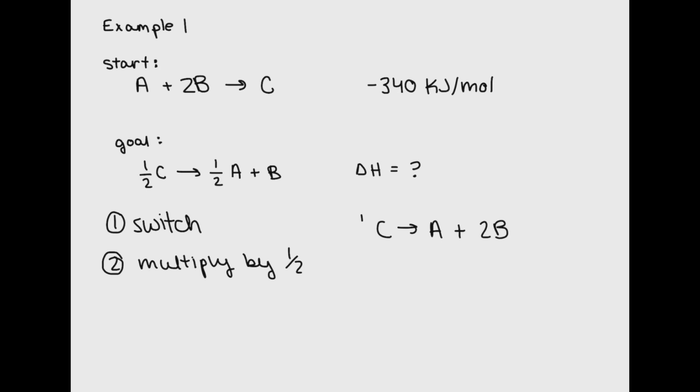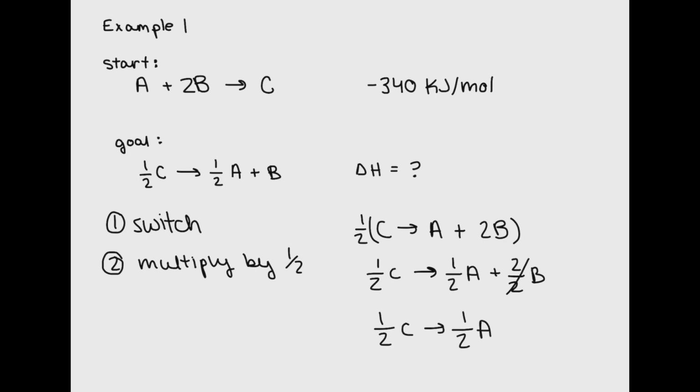So first we flip our reaction, which gives us C goes to A plus 2B. Next we multiply the whole reaction by 1/2, which gives us 1/2 C goes to 1/2 A plus 2/2 B. This simplifies to 1B. This gives us the final reaction that we were looking for. Now all that's left to do is switch the sign of our enthalpy and multiply our enthalpy by 1/2. So we divide 340 by 2 and flip the sign from negative to positive. This gives us a new reaction enthalpy of 170 kilojoules per mole.